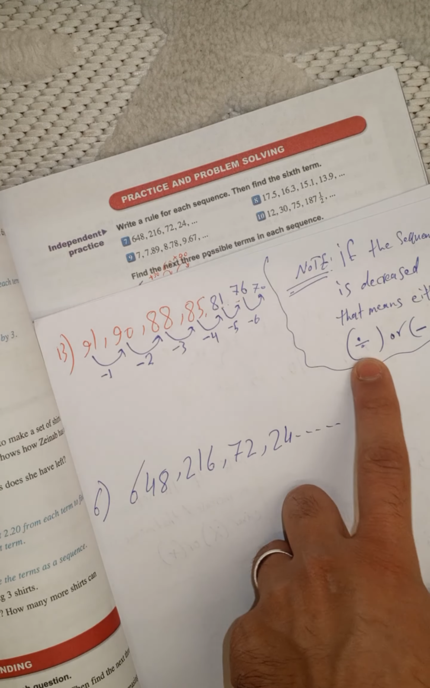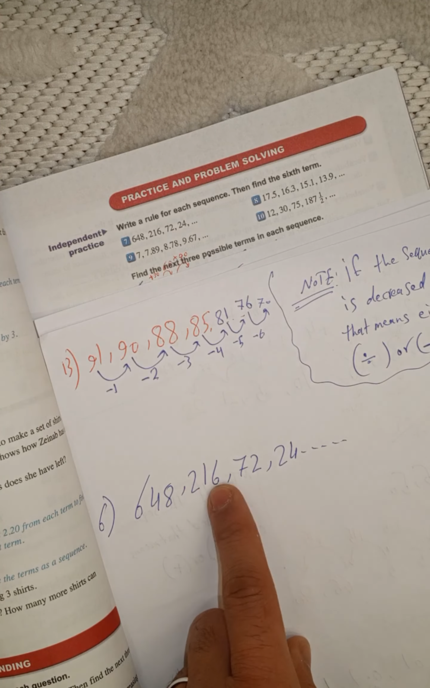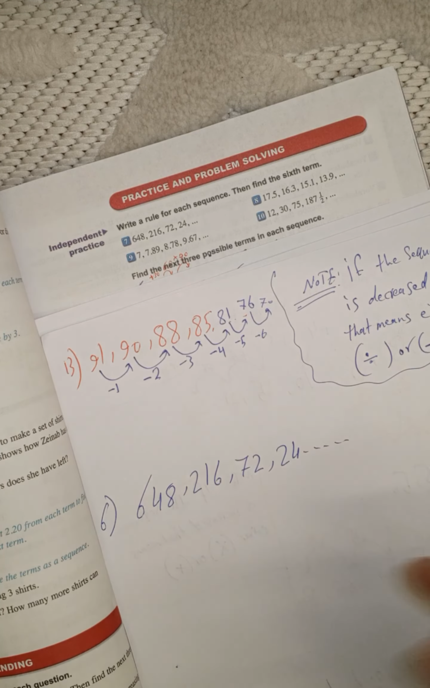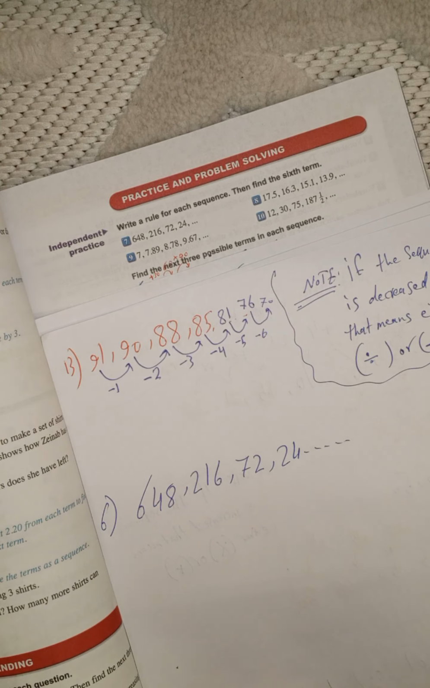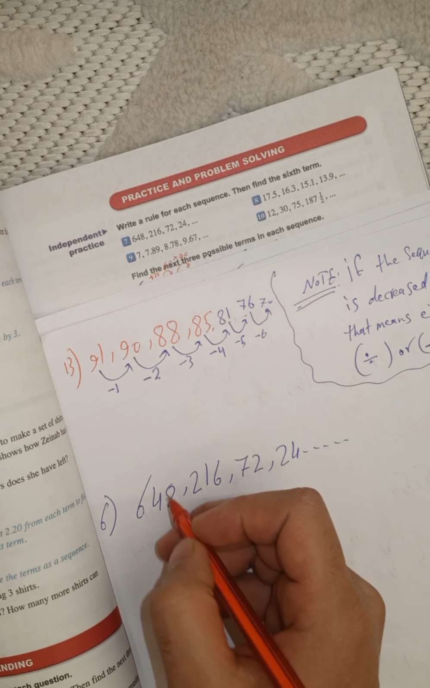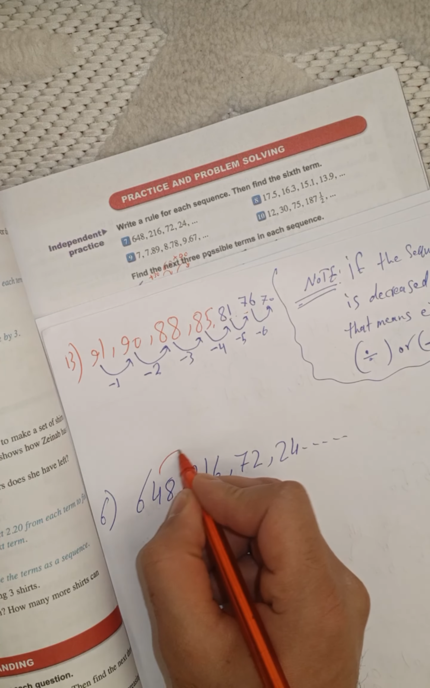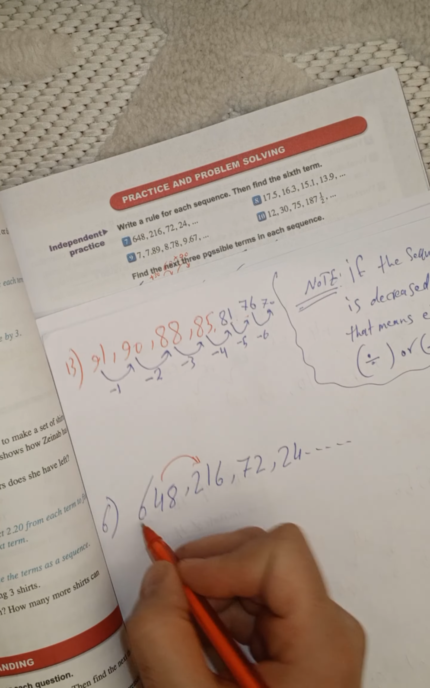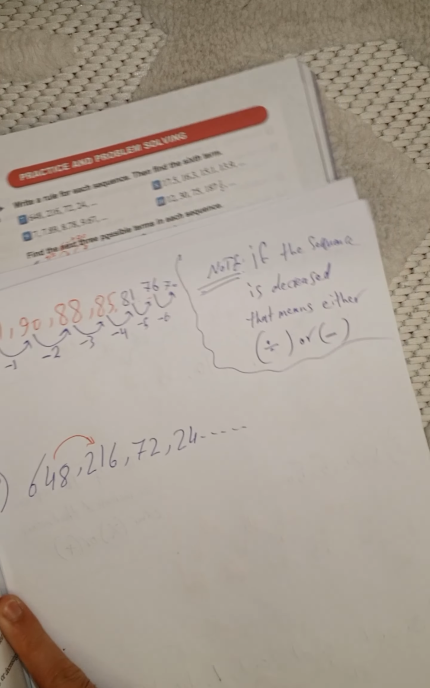That means either divide or subtract. So how do you know if it is subtracting or dividing? If a big number like 648 is changing directly to 216, that means divide, because the big number directly changed to the small number. So divide by what number? Divide by 1, you will get itself. Let's divide by 2.